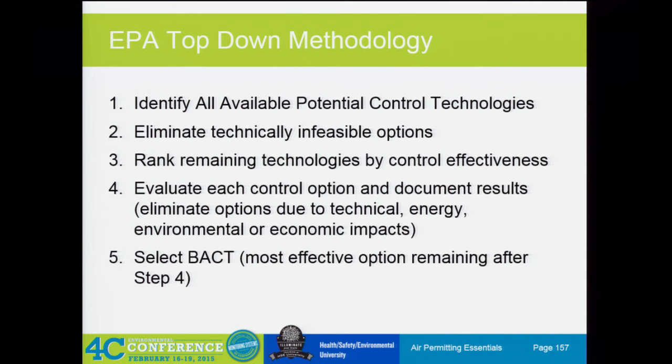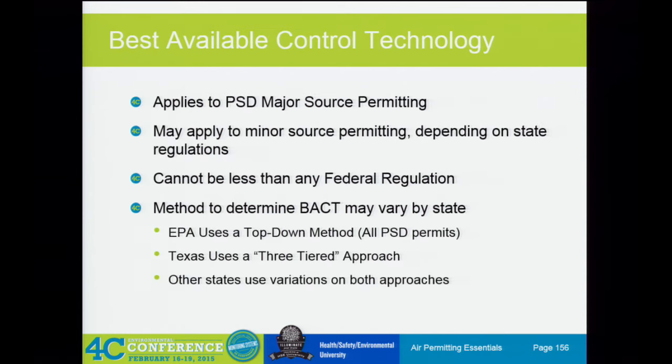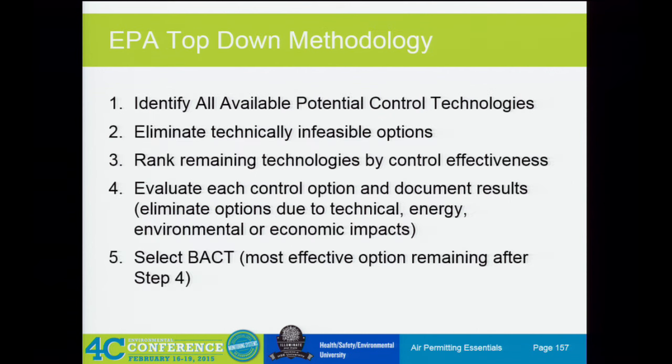Once that is done, your best available control technology is the most effective option remaining after step 4. So whatever removes the emissions the best after all those options are removed, that's what is considered BACT. Now, as we mentioned, some other states will use a variation on both approaches. What they'll do is, instead of step 1, instead of you identifying all the available potential control technologies, they'll tell you what they think is the best available control technology, and you'll have to work back from there. Basically, they'll rank them for you. So I've seen that as an example.